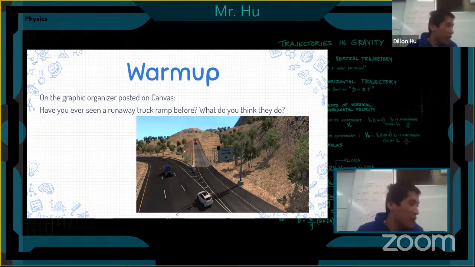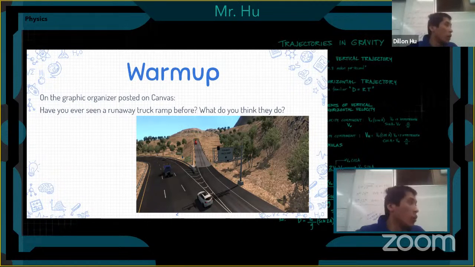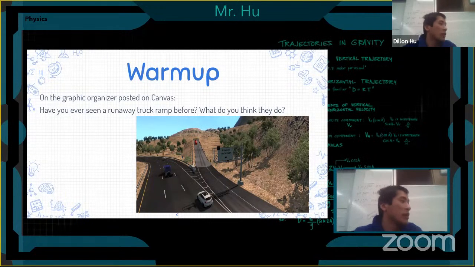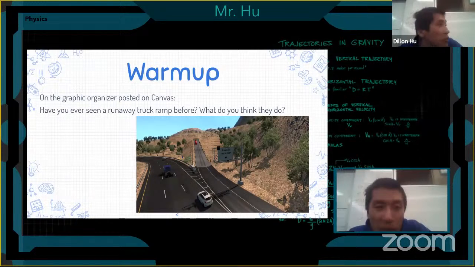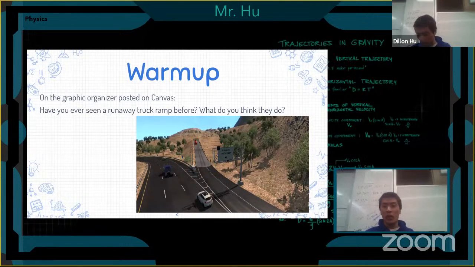There is a graphic organizer to go along with today's lesson that I'm posting right now in the chat, but it's also on Canvas. What I first want you to do is write down on your graphic organizer if you've ever seen a runaway truck ramp before, and what you think they do. Let's take a few minutes for people to join on in.